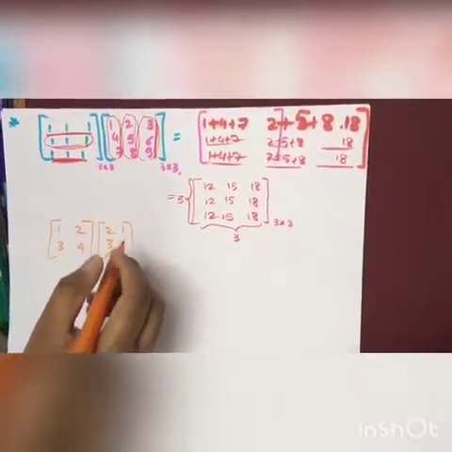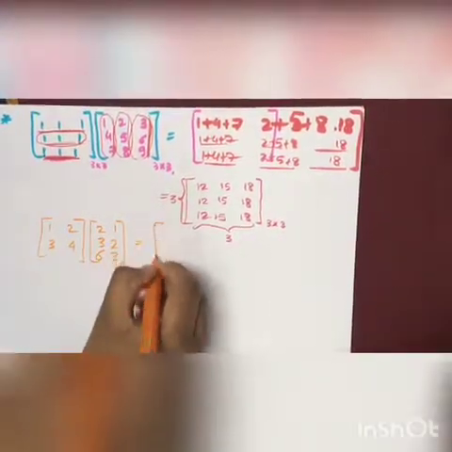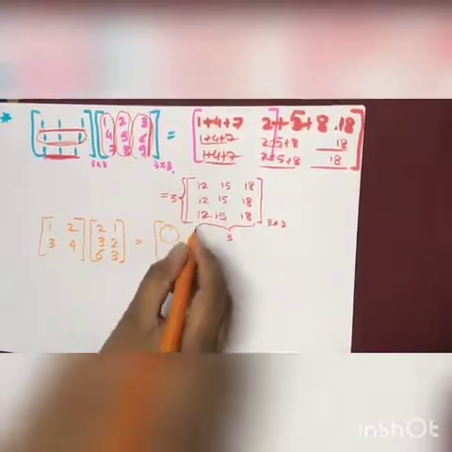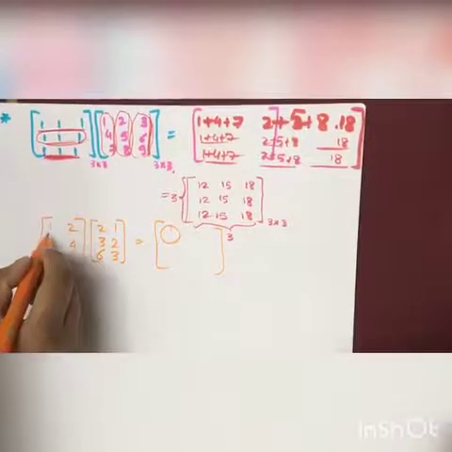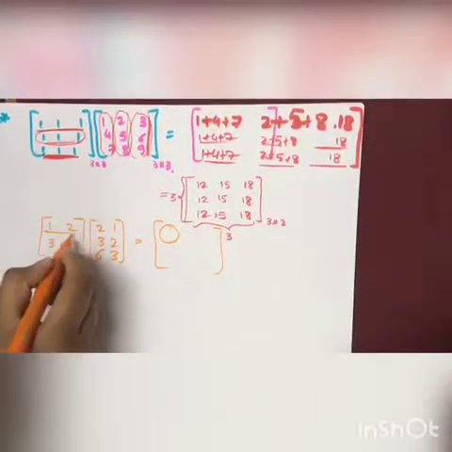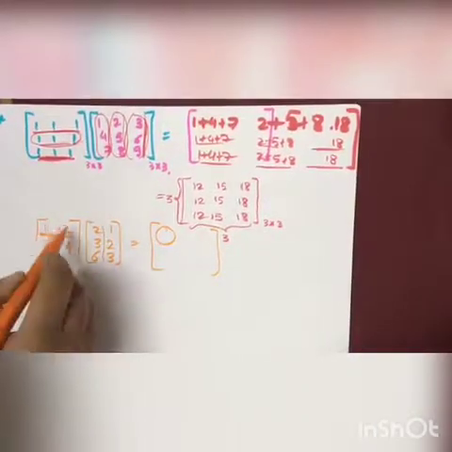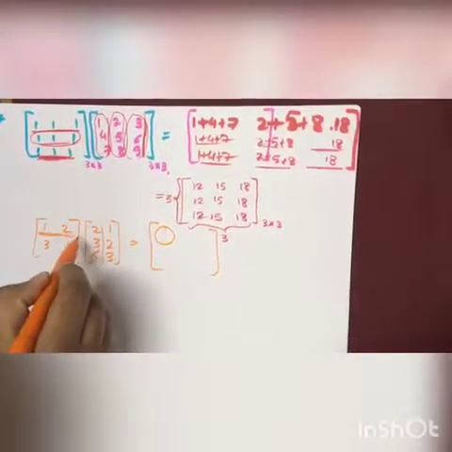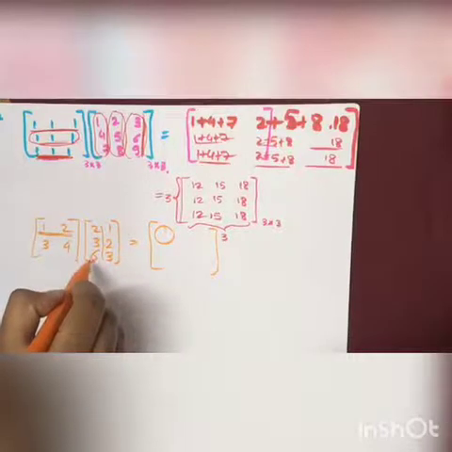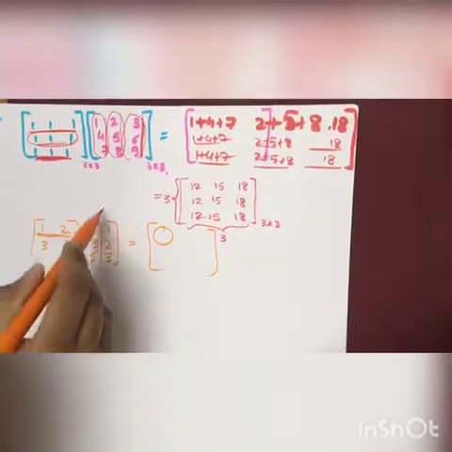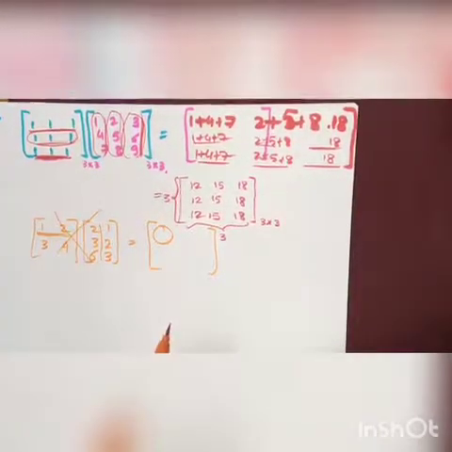The reason is, for the first element, we're going to have to multiply the elements of the first row with the first column. But the problem here is, we don't have a third element to multiply with the third element of the first column. So hence we can't multiply these two matrices.